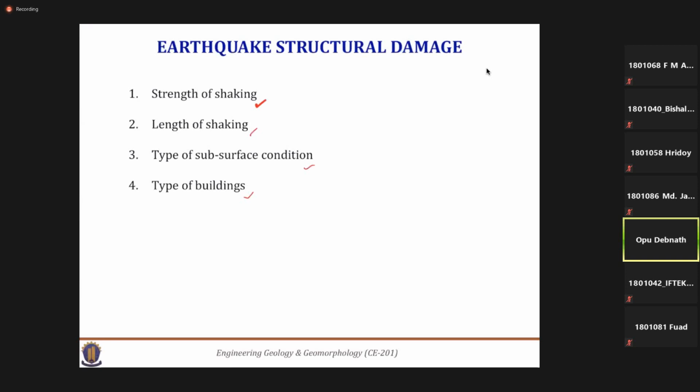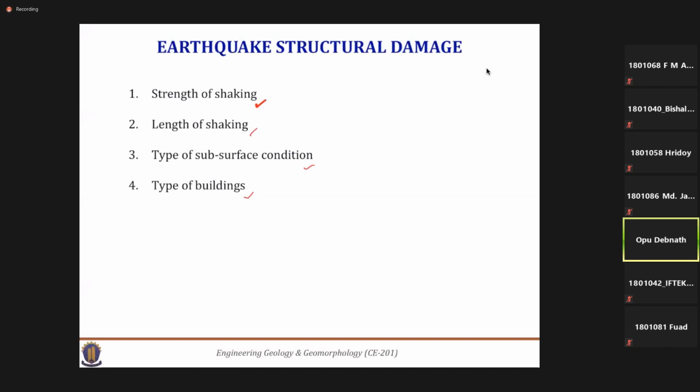That means what is the intensity of earthquake? That means strength. Sorry, not only intensity. The strength of earthquake, the length of earthquake, the shaking, that means the time duration, if it is 3 second, 5 second. Sometimes the magnitude is low, but if the time is larger, the damage may be higher. Again, the type of subsurface condition, that means subsoil condition, the underlying layer, is it sand or clay or rock, hard rock. The behavior or damage will be completely different.